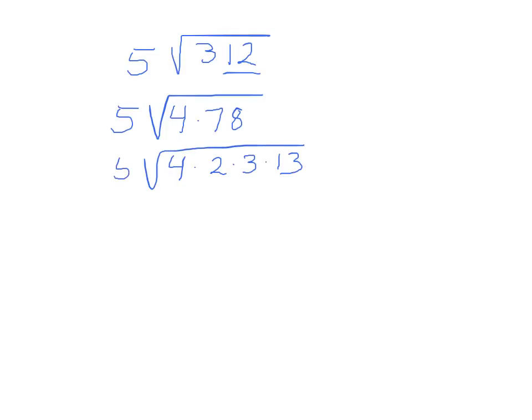So I get 5, and the 4 comes out as a square root of 4 is 2, and then I've got what's left inside. I'm just going to multiply all that back together. That's 39, that's 2, that was the 78. That really didn't go anywhere. And then 5 times 2 is 10. So this is 10 radical 78. Okay.